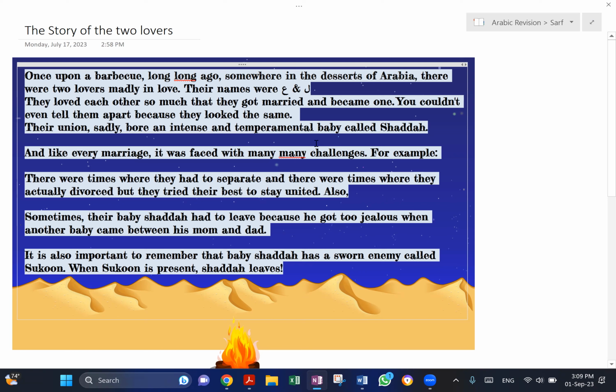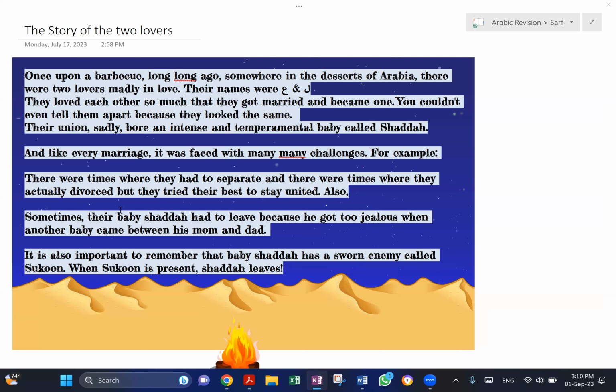But like every marriage, it has its issues. So Ain and Lam gave birth to a child, a baby called Shadda. Yeah, it's a halal love story. Yes, it's very much halal. Anyway, so they gave birth to a baby called Shadda, but this Shadda is very intense, very temperamental, just a very temperamental type of baby.